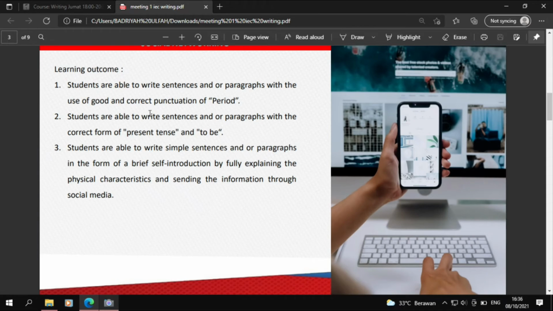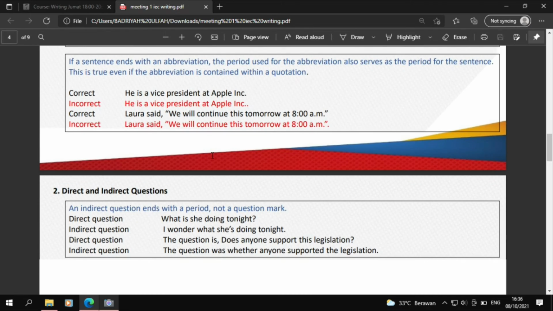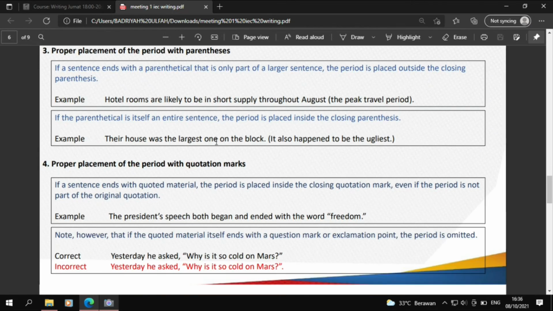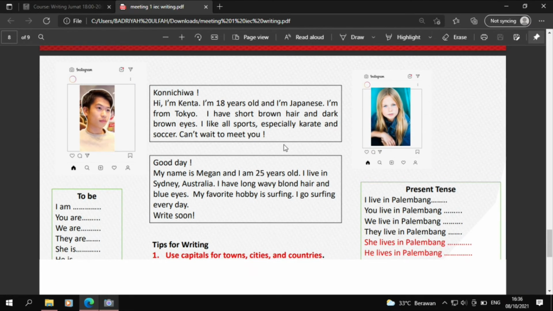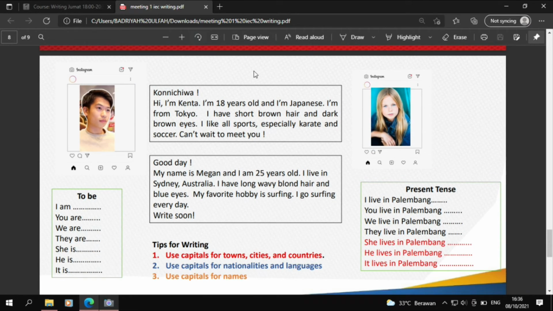The second one, students are able to write sentences and or paragraphs with the correct form of present tense and to be. Nah, ini langsung digabungkan ketiganya. Cara menulis paragraf yang sederhana untuk perkenalan dan langsung kita cek present tense dan to be-nya. So let's go to the next page. We're going to see this. I have a very simple example here. For example, you would like to make a caption on Instagram, and you would like to introduce yourself.